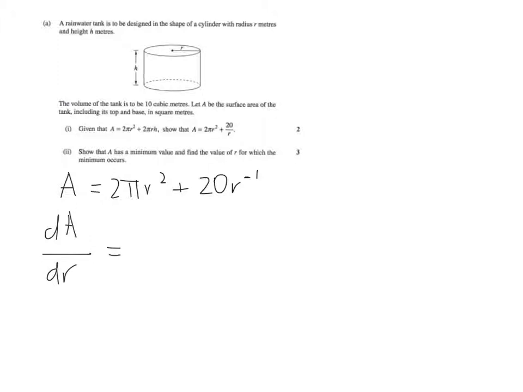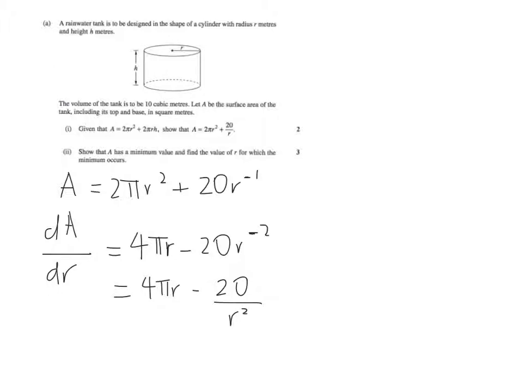Remember, I'm minimizing A, so it's dA over dr, because I'm going to find a value for r which gives me a minimum area. It is 4 pi minus 20 r to the negative 2. That's just our standard differentiation technique. Again, I'm treating pi like a constant there. I'm not differentiating with respect to pi. And actually, I've forgotten that should be 4 pi r, not just 4 pi. So what I end up with is 4 pi r minus 20 on r squared.